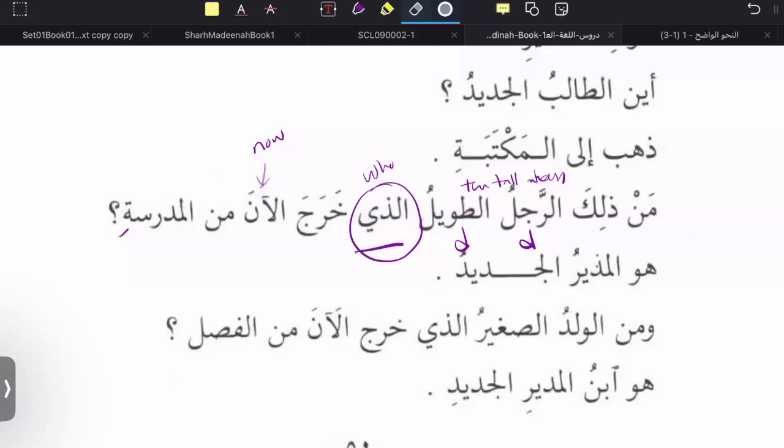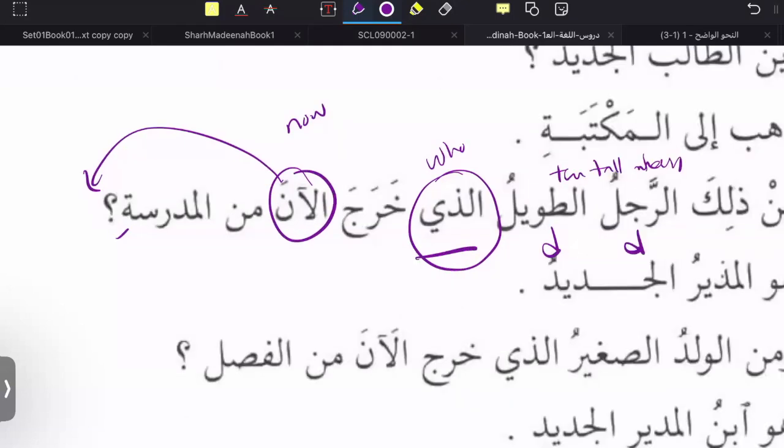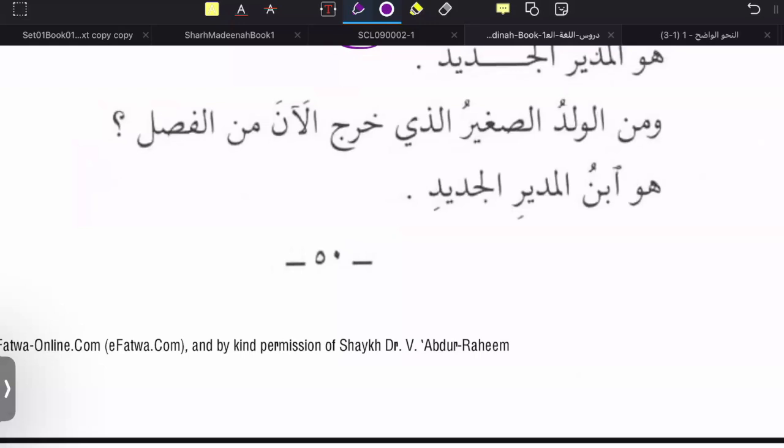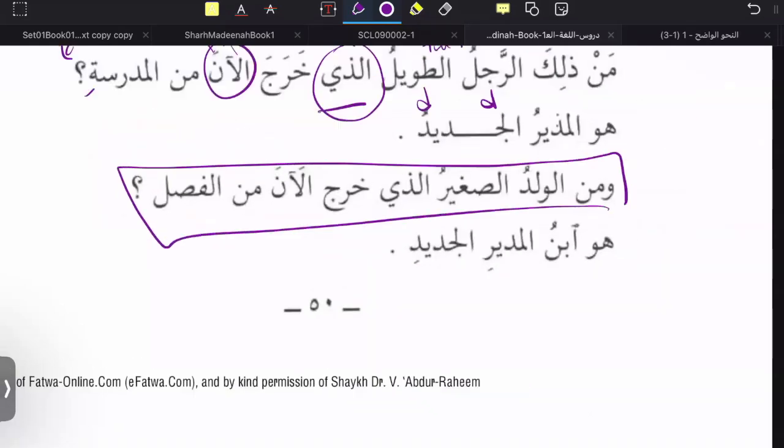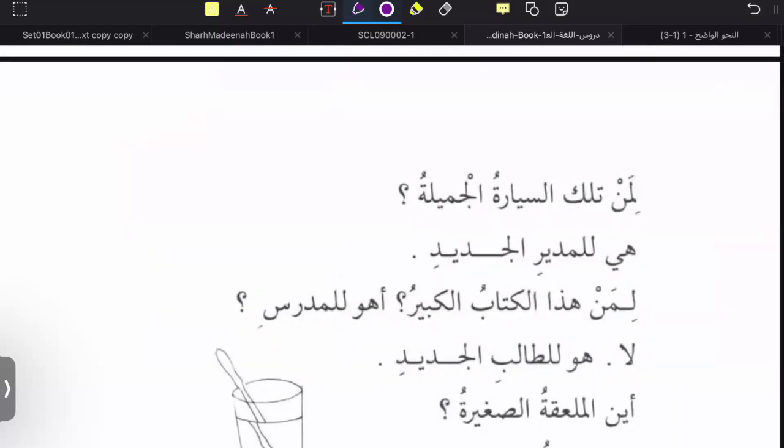Remember, this type of al-ana, even in English, you can place them in different places. Their location is not fixed. You could have said kharaja min al madrasati al-an. It would make perfect sense, nothing wrong. So adverbs, you can place them in different locations. So, please do read these types of sentences. You will need to read them a lot to get used to the translation.